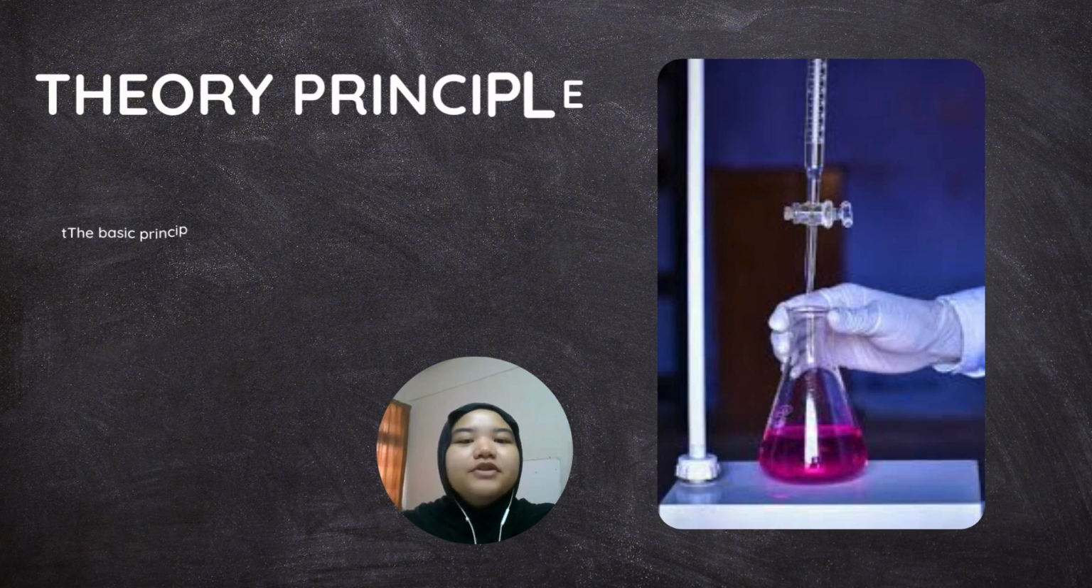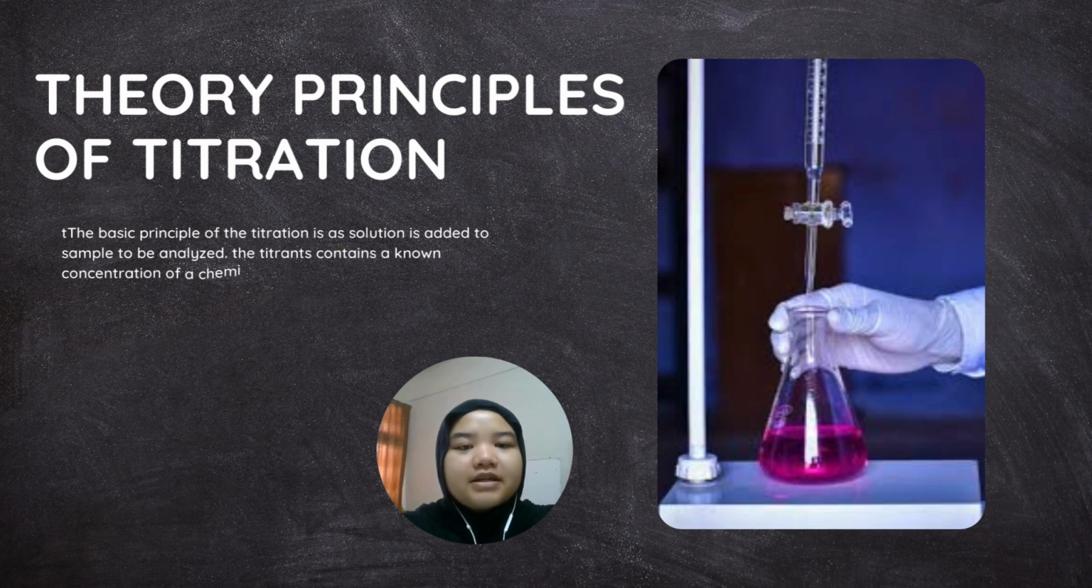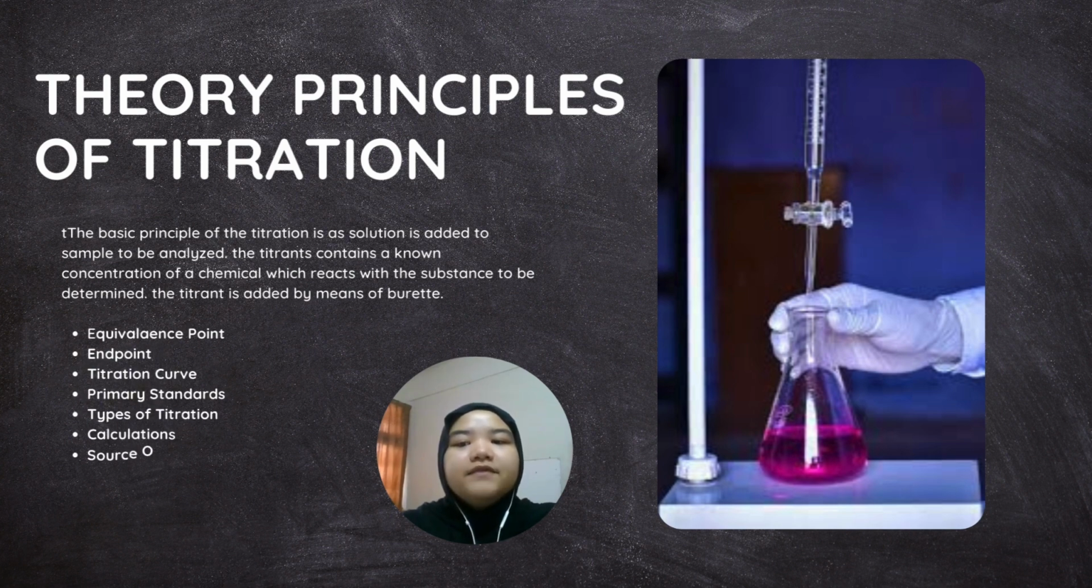Next, let's move to theory principles of titration. The basic principle of titration is that a solution is added to the sample to be analyzed. The titrant contains a known concentration of a chemical which reacts with the substance to be determined. The titrant is added by means of a burette. Here are the key theoretical principles of titration.